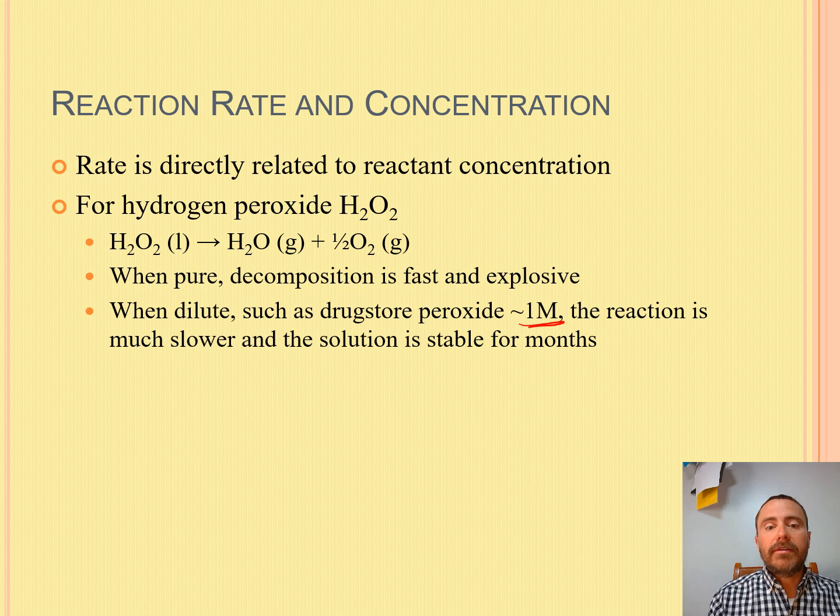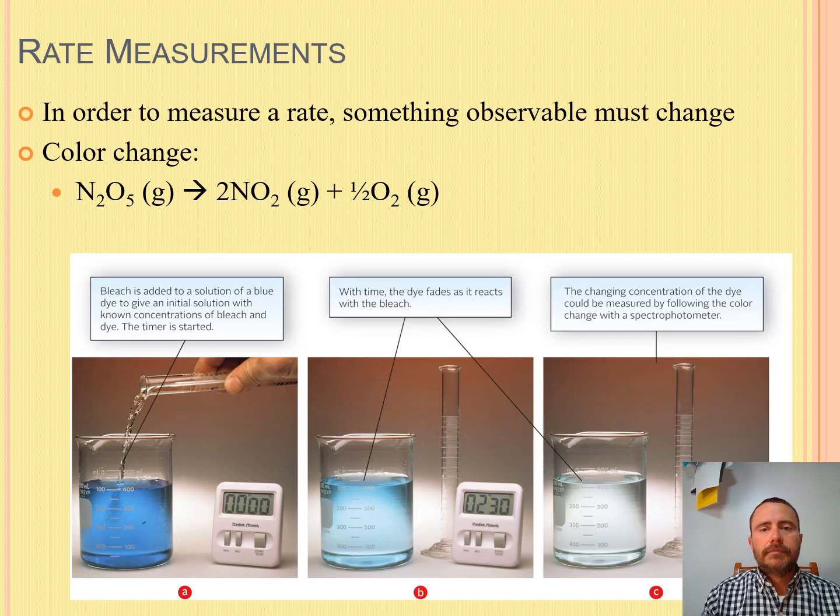And so the higher that concentration is, the faster that reaction takes place. One way that we can observe our rate measurements is by doing something that we can physically see. So with our hydrogen peroxide, we could see that it was decomposing and turning into a gas because we'd see the liquid disappearing. Another way that we could do that is we can see a color change.